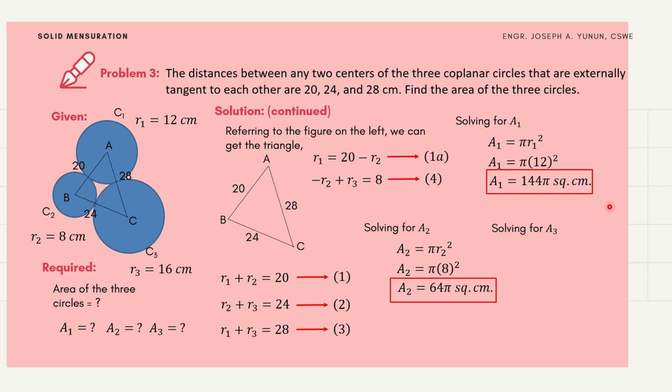And lastly, for the third circle, which has a radius of 16, you can use the same formula, pi r squared. So radius 3 is 16. Substituting that value, 16 squared times pi, you get an answer of 256 pi square centimeters. So those are the areas of each of the circles, area 1, 2, and 3.